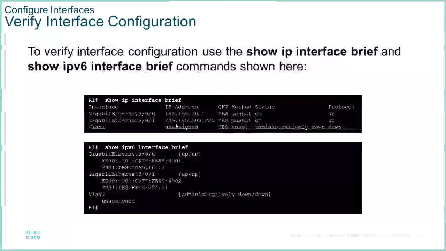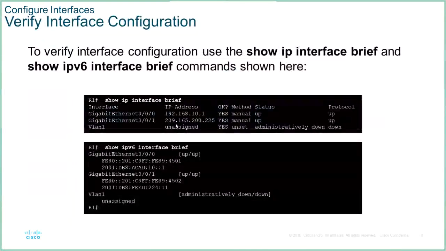So to get a status report on what our interfaces are currently configured as, we use the show IP interface brief command, and this gives us a list of device interfaces that have IP addresses configured and the current status. So what method was used to obtain this IP address? Manual, static address configuration. Its status, the line is up and the protocol is up.